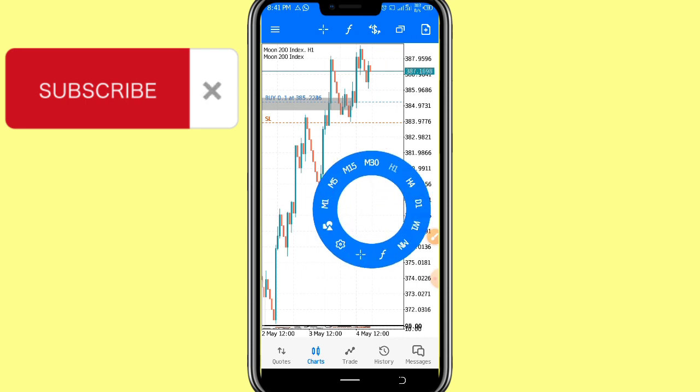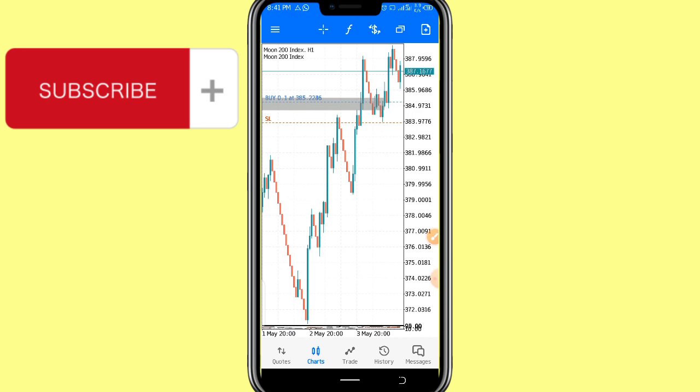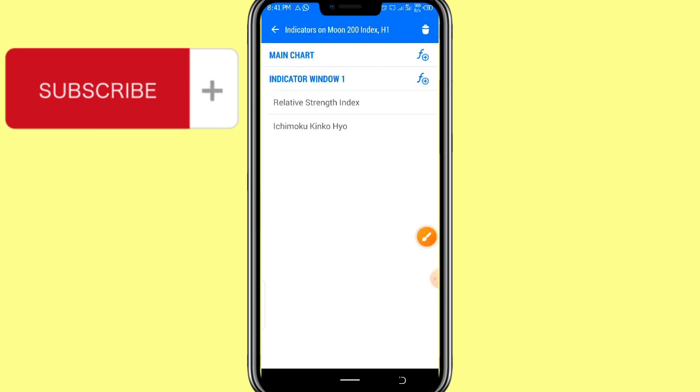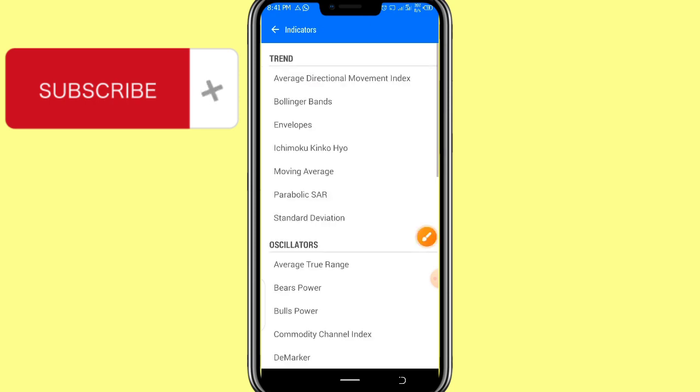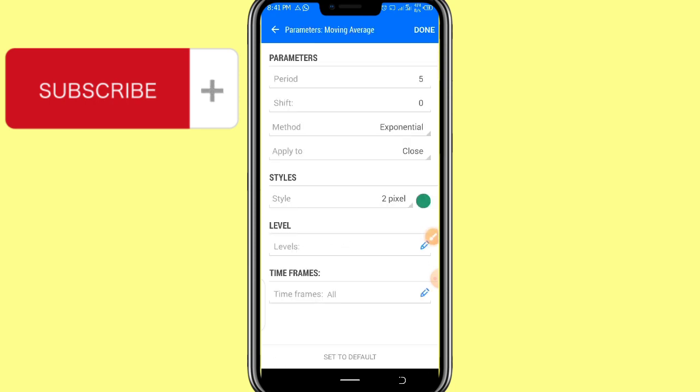So in this video, let me go quickly to the indicator to show you how you can combine the indicator strategy with this price action strategy. So on the indicator window, look at the indicator window here. You click on this F, for those of you that don't know. On the main chart, you click on this plus icon here. You click on that plus icon. So what you want to put here is a moving average.